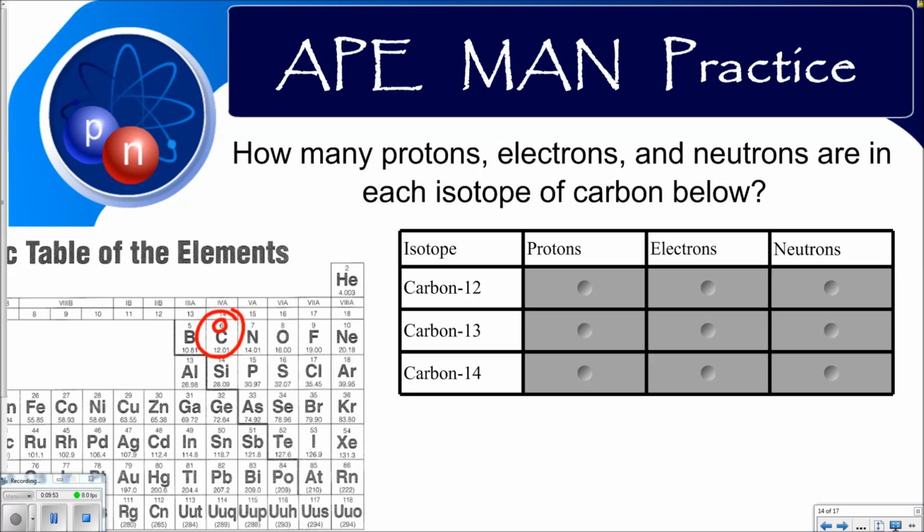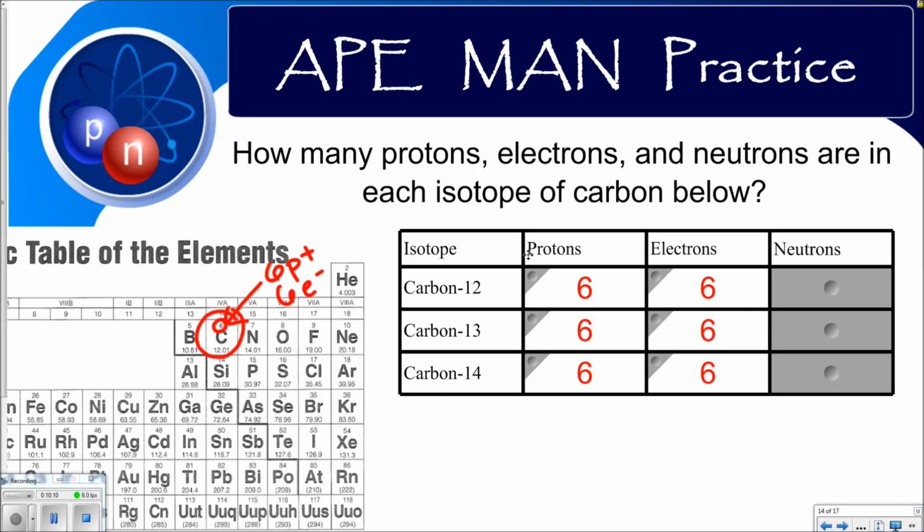Here it is. And I know its atomic number is 6. So this means 6 protons and 6 electrons for neutral carbon. So all these isotopes of carbon have 6 protons and 6 electrons. They only differ in the number of neutrons.